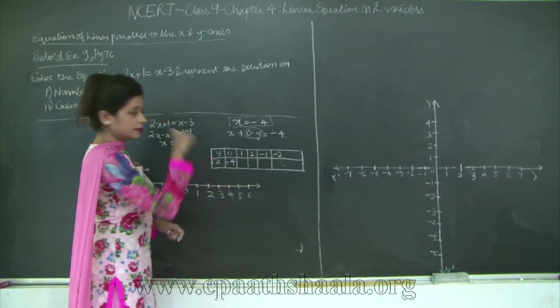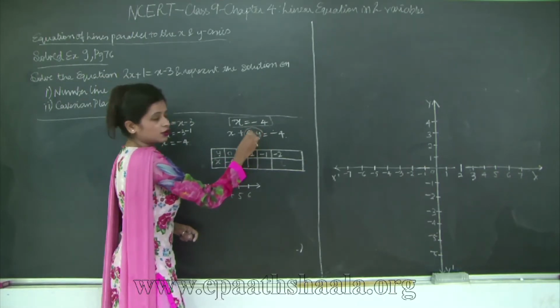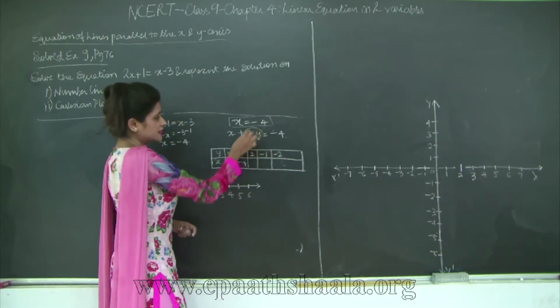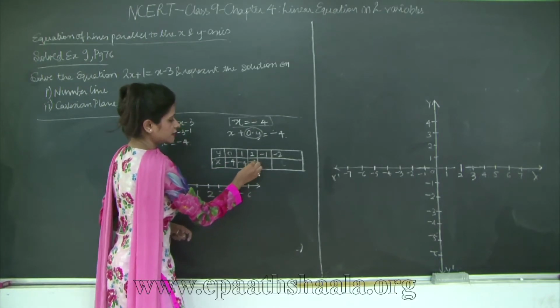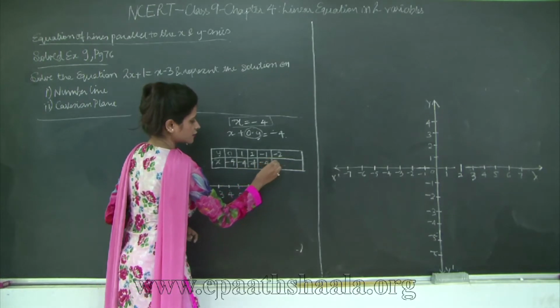How about this one? That is y is equal to 1. I get this term as 0 again. So x is minus 4. If I take y as 2, again this entire term is 0. Therefore, x is minus 4. So you will notice that the value of my x is always minus 4.